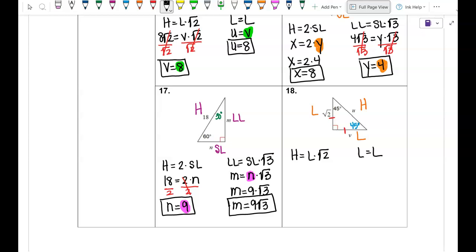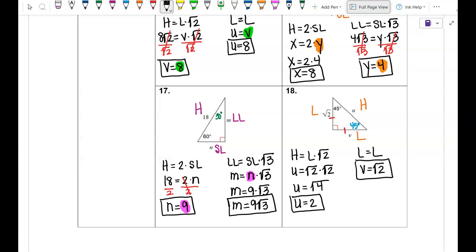And then number 18, the hypotenuse u equals the leg of radical 2 times radical 2. Anytime I have a radical times a radical, I can multiply the numbers underneath the radical together. So u equals the square root of 4, because 2 times 2 equals 4. Square root of 4, 4 is a perfect square, so u equals 2. And then for leg equals leg, v equals radical 2.